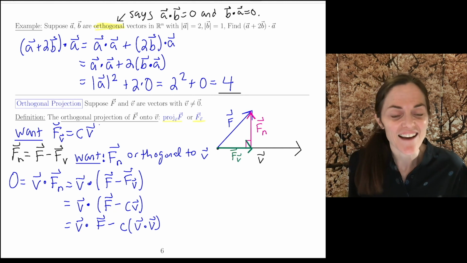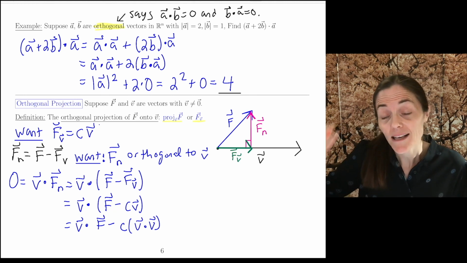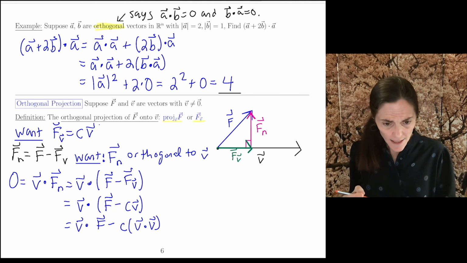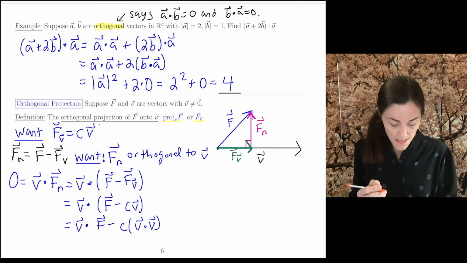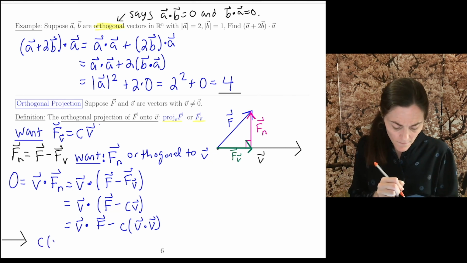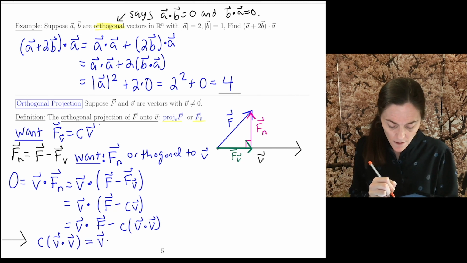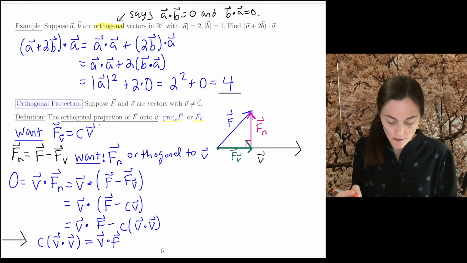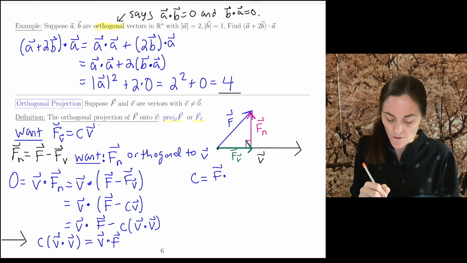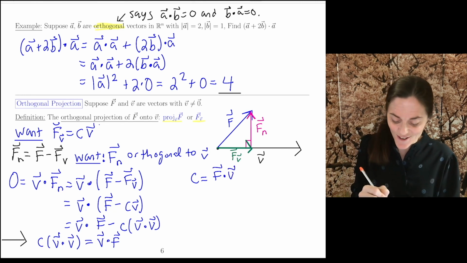Now, you see, I almost have this. Given F, given V, can you compute C? Yes, you can. All I need to do is solve for it here. We get that C times V dot V equals V dot F. And now, let's just solve. C equals F dot V over V dot V.